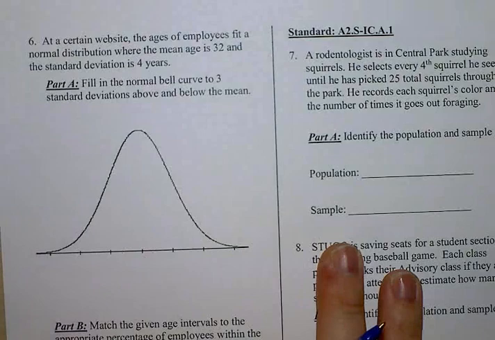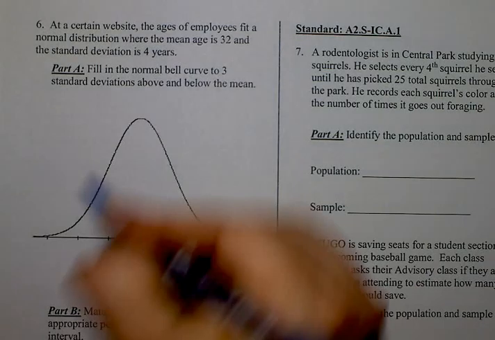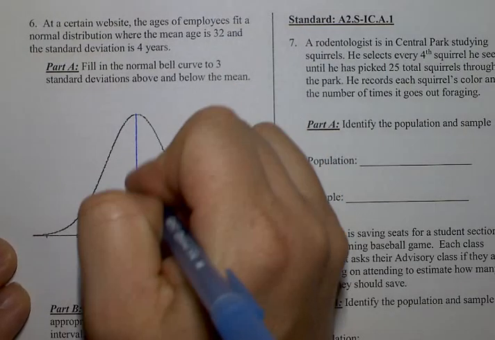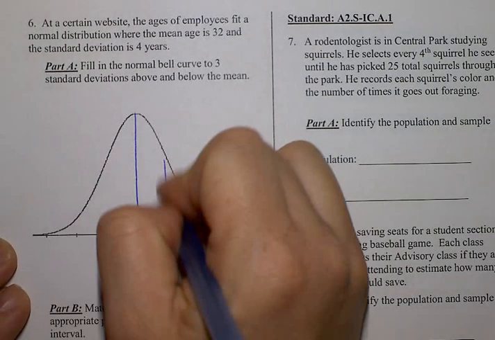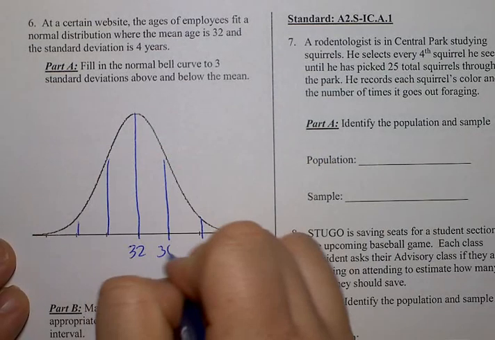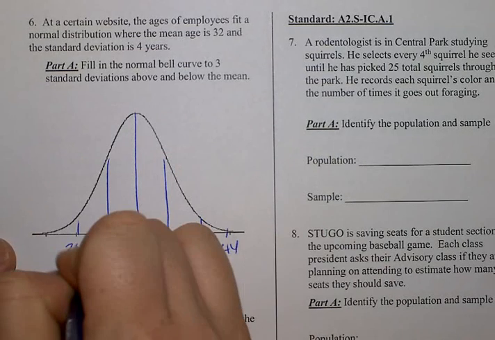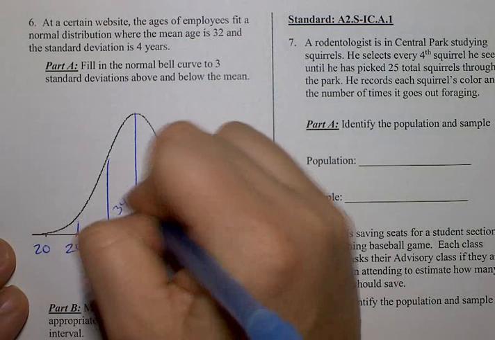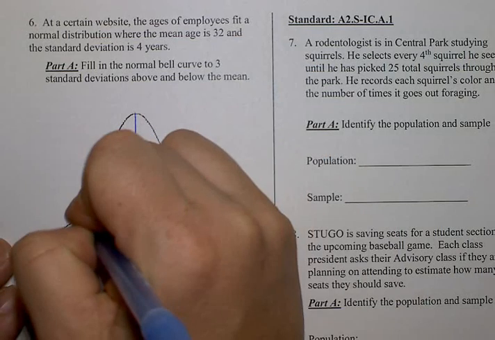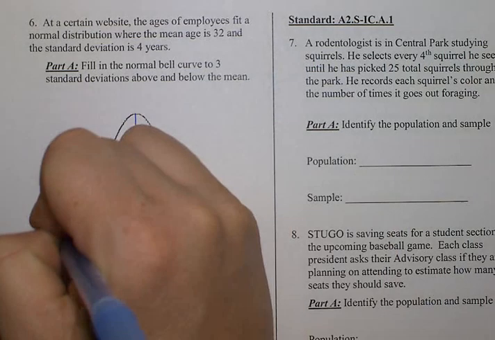Okay, so for this next problem, on a certain website, the ages of employees fit a normal distribution where the mean is 32 and the standard deviation is 4. Let's first fill out the chart. So this is 32, 1, 2, and 3, and going down -1, -2, -3. So add 4, add 4, add 4. Subtract 4, going the opposite direction. And I'm going to take time to write the percentages in right away. I would advise you to do the exact same thing when you get to your exam.